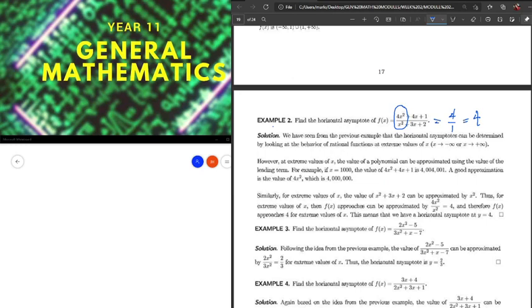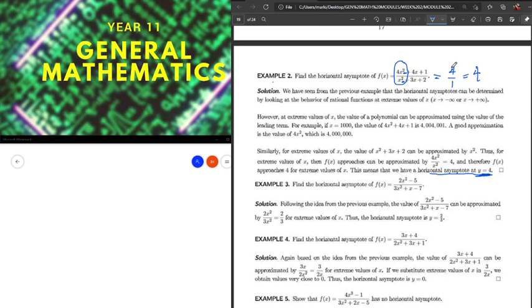This can be determined by looking at the variable of the function. Thus, the horizontal asymptote is at y equals 4. So look at the degree, the exponent of the numerator and the exponent of the denominator. If they are equal, then you refer to the leading coefficient of the numerator and the denominator. So 4 divided by 1 becomes 4.